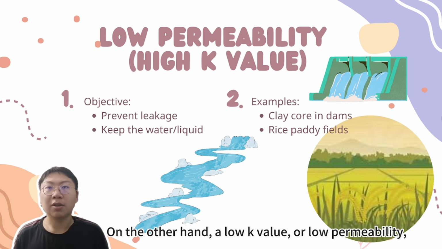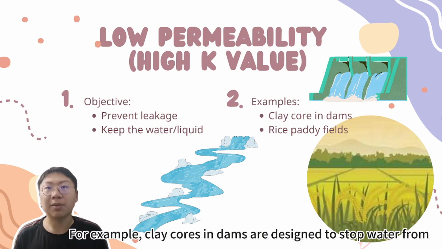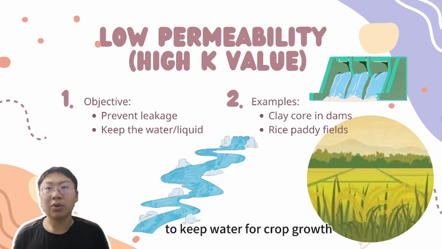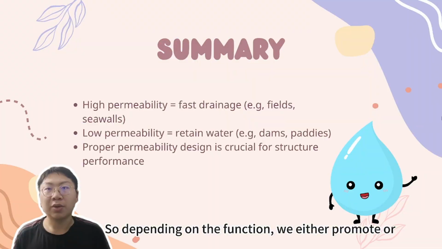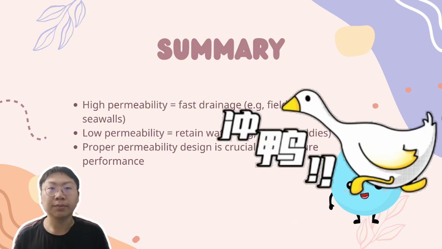On the other hand, a low K value, or low permeability, is used when we want to retain water or prevent leakage. For example, clay cores in dams are designed to stop water from seeping through, while rice paddy fields need low permeability to keep the water for crop growth. So depending on the function, we either promote or restrict water flow using different soil permeability levels.